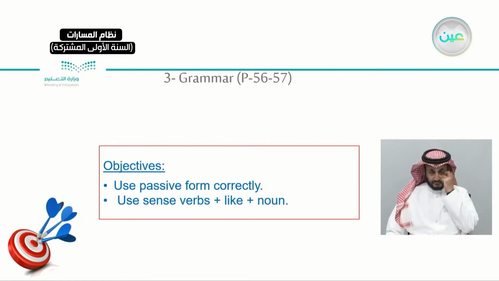So, by the end of today's lesson, you will be able to use passive form correctly. What is the passive form? How can we use it? And you will be able to use sense verb plus like and a noun. We will have a formula, sense verb. What are the sense verbs and how can we use them in this formula? Let's get started with this one.